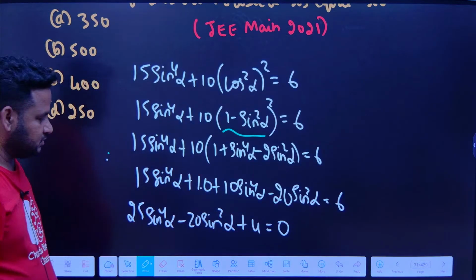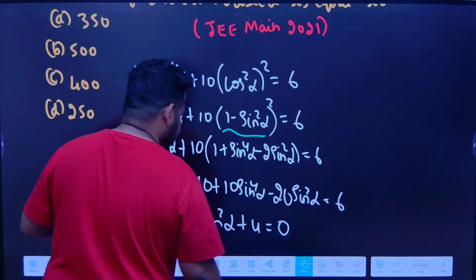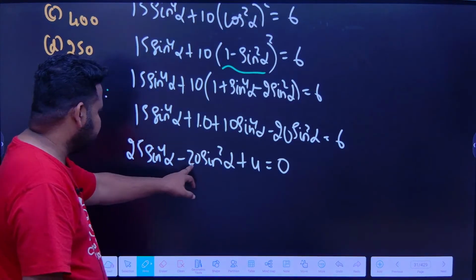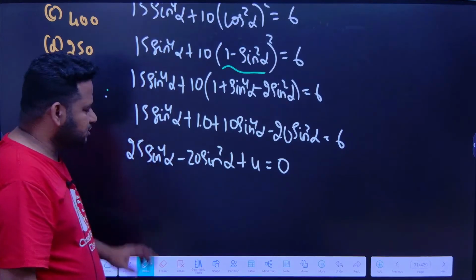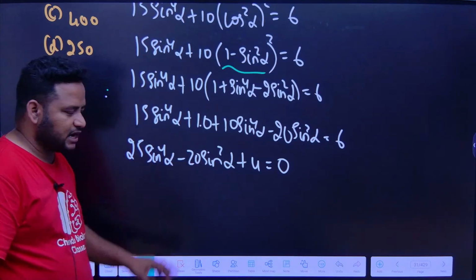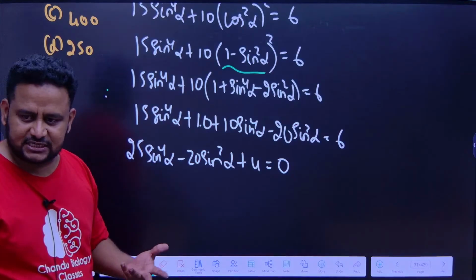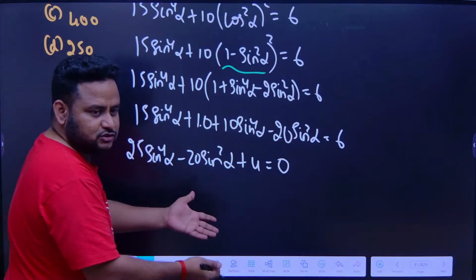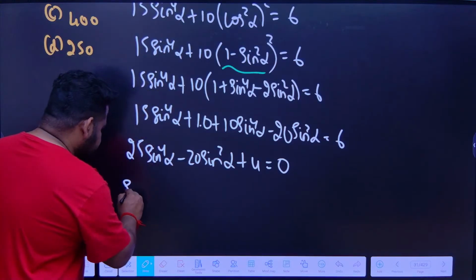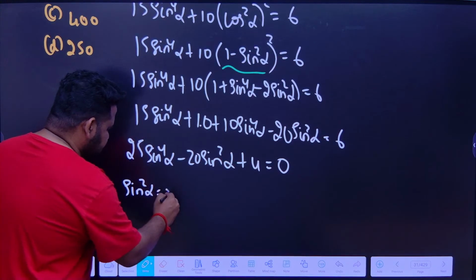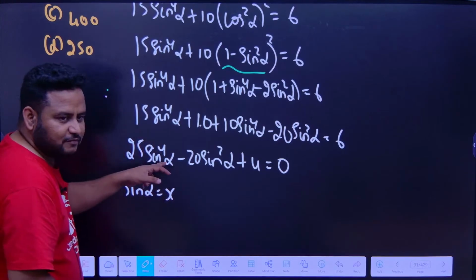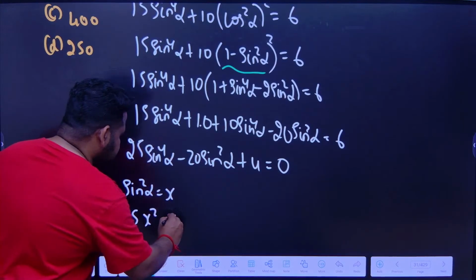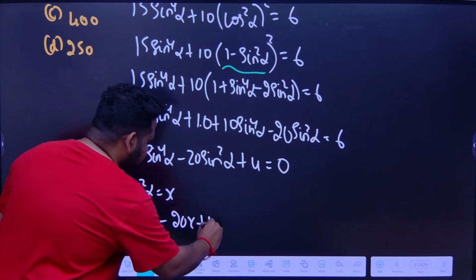I got an equation. So, observe here, here I have 25, here I have 20, here I have 4. So, instead of sin power 4, let me take sin square alpha as x. I can solve directly also, but for your understanding, simple, let us put sin square alpha equal to x. So, sin power 4 alpha will become x square. So, this will become 25x square minus 20x plus 4 is equal to 0.